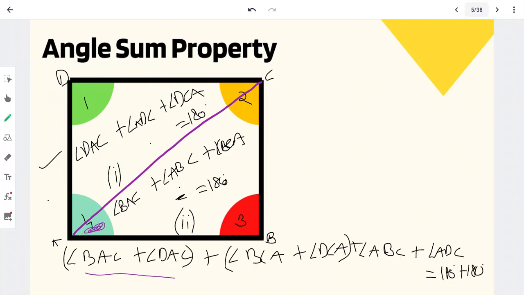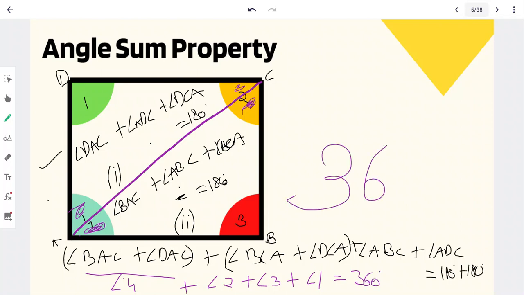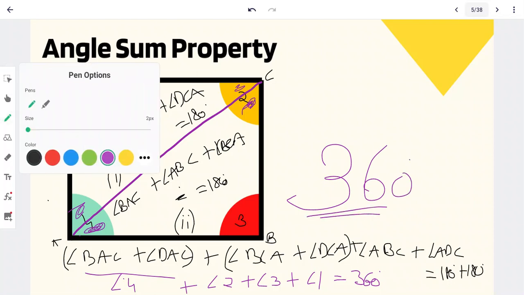BAC and DAC. So that is in total angle 4, correct? Plus BCA. BCA plus DCA. That is angle 2. ABC is angle 3 and ADC is angle 1. So that means if I add all the angles, 4 angles I got. If I add them, how much am I getting? I'm getting 360 degrees. So what is the angle sum property?